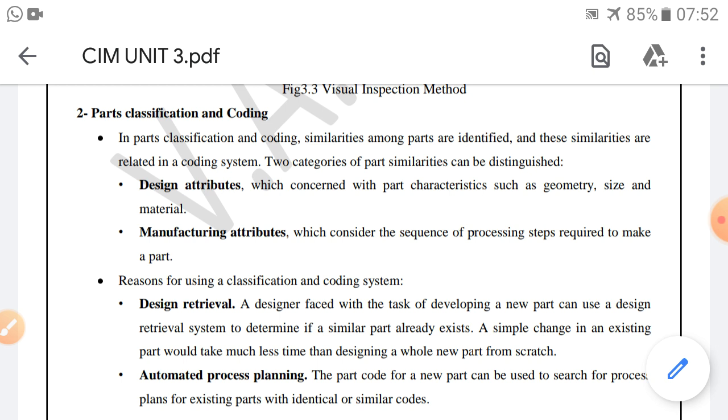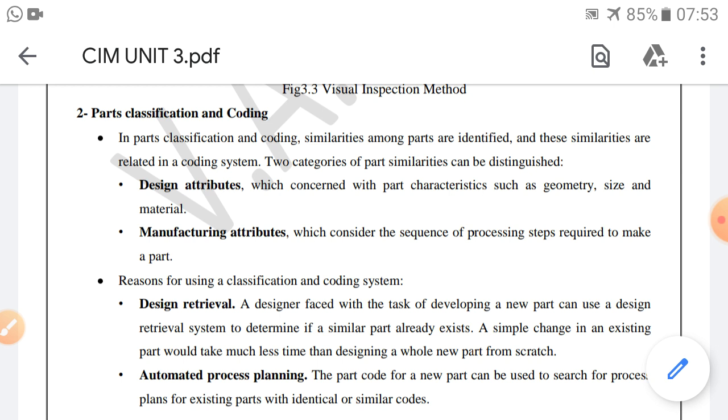In that, the first one we have discussed is visual inspection. With the help of the physical appearance of the part, or how it is looking, on the basis of that we are visualizing how we are seeing the object. On the basis of that, we are making the components into a group.